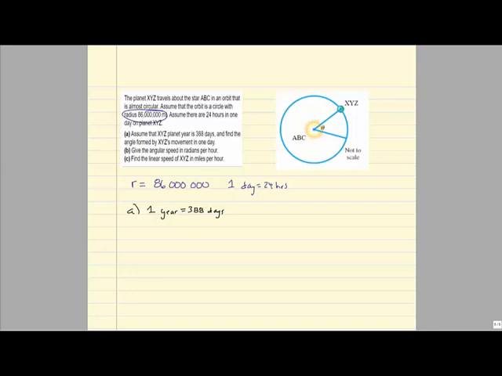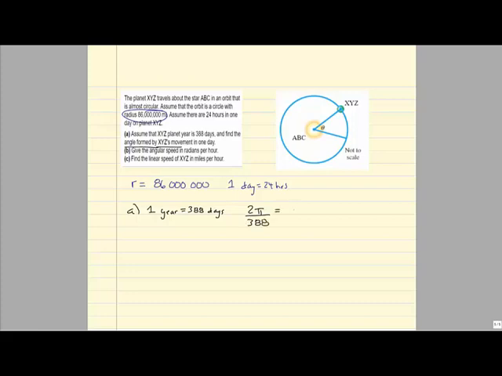Okay. So as we try and answer this question for part A, it says assume that XYZ planet year is 388 days. Find the angle formed by XYZ's movement in 1 day. So we're taking the total amount of rotation here and we're splitting it up into 1 day increments. So a full orbit is going to be 2 pi radians around. So this would be 2 pi, and then I have a year of 388 days.